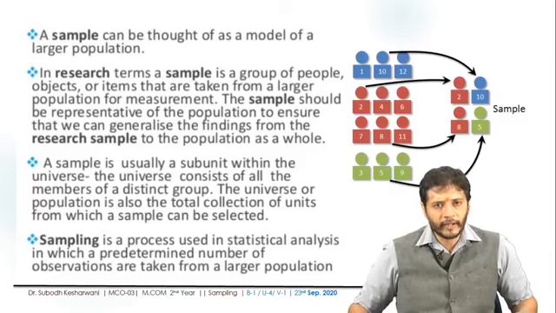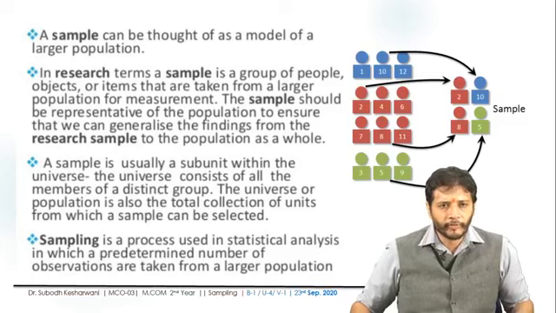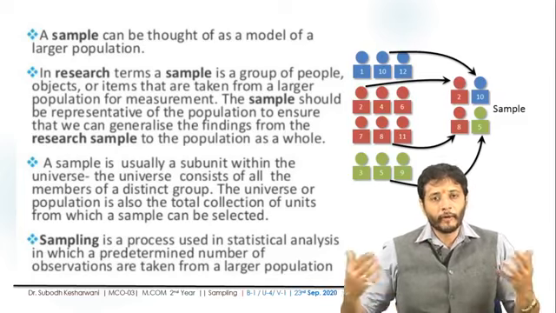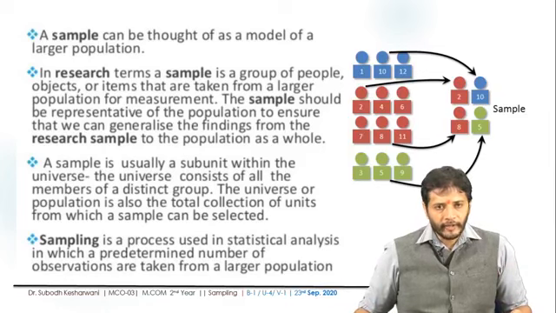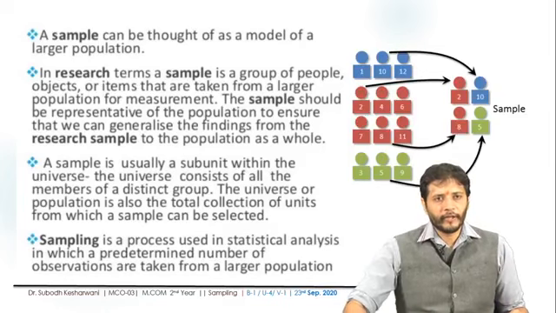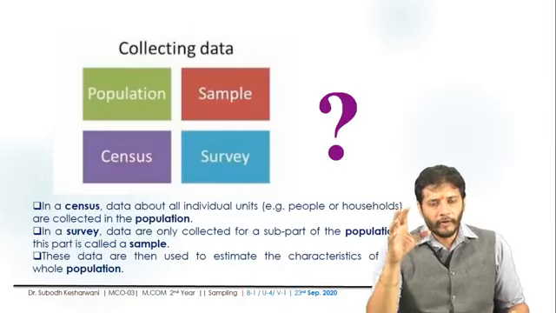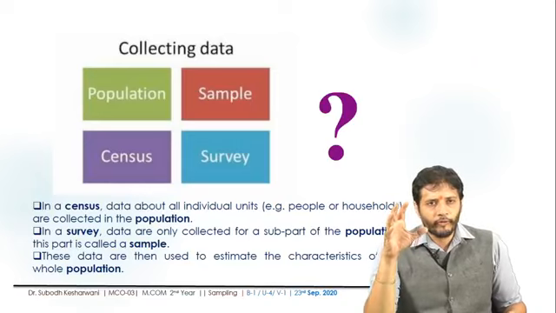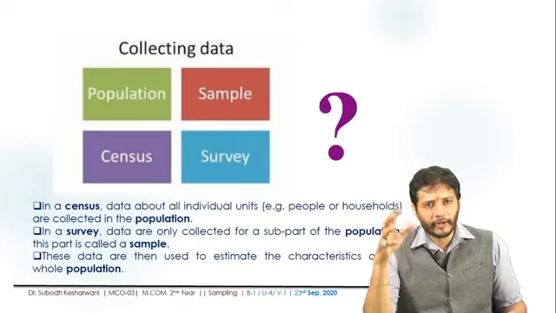So sampling is a process used in statistical analysis in which a predetermined number of observations are taken from a larger population. So that is where the things are going to play a very important role. Now in our preceding sessions, we were just concentrating on the data collection. The data collection was done through primary data or secondary data.